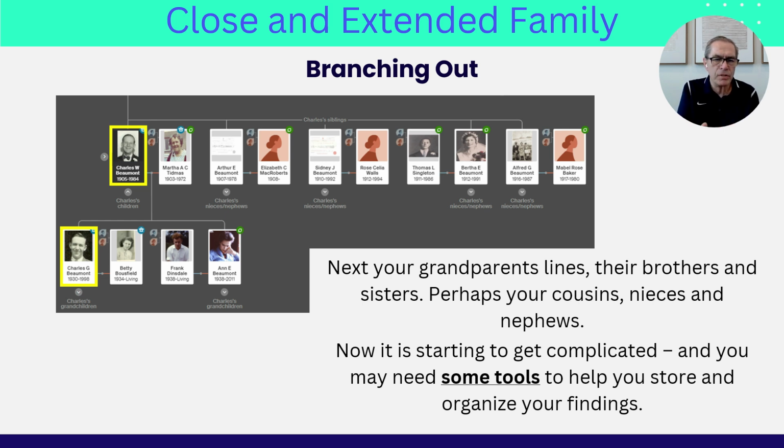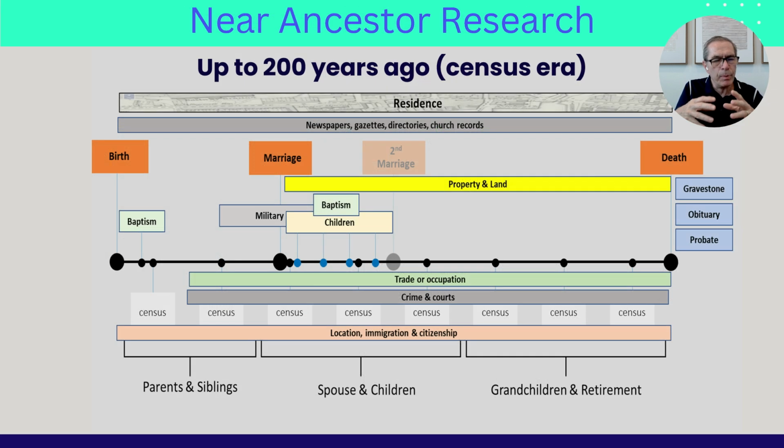So now we have the base, and we can start looking back beyond the base. The first step, and I've chopped this into three areas: up to 200 years ago, 200 to 400 years ago, and 400 and beyond, the distant relatives. In the last 200 years, there's a lot more documentation around, and I call this the census era. For many countries, not all, but many, they've been doing censuses for around 200 years.